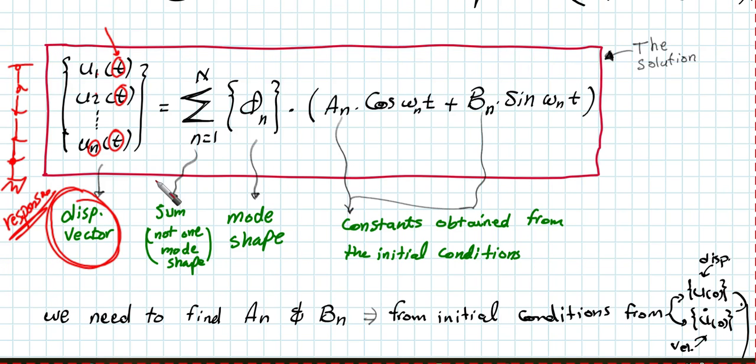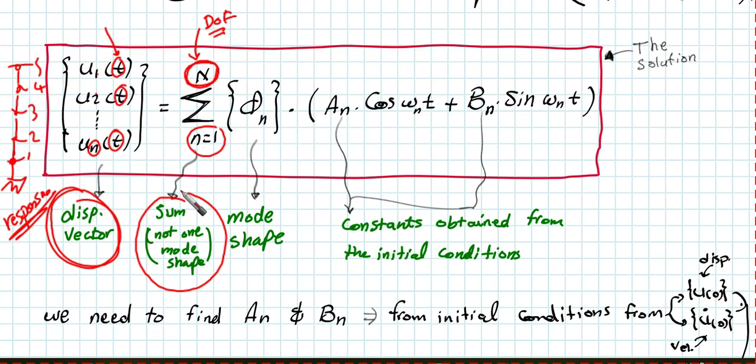The right hand side is going to be a summation, a sum of some terms. We are going to start from small n equal to 1 and end with uppercase N, which is the number of degrees of freedom. If we have 1, 2, 3, 4, 5 degrees of freedom, then N is going to be 5. This means that based on the degrees of freedom that we have, we are going to have different terms, so we are going to have N terms here. This summation has significance: it is the sum of terms, not one mode shape.